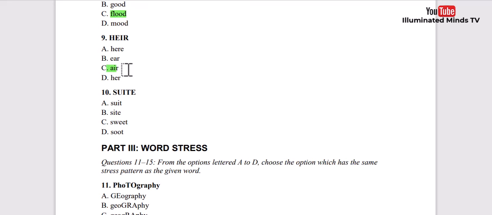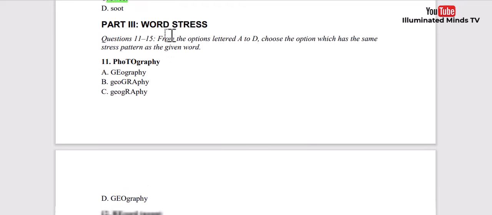And to question 10. We have sweet. It's pronounced as sweet. So the same as sweet. Can you see it? This is sweet. This is sight. Alright. Sweet. Suit. Sight.